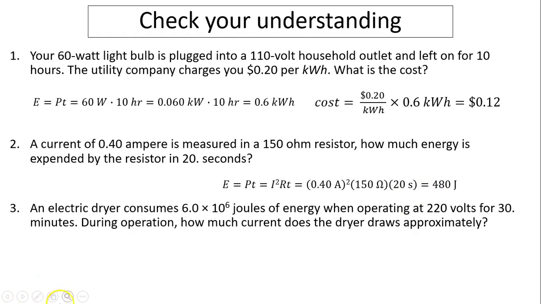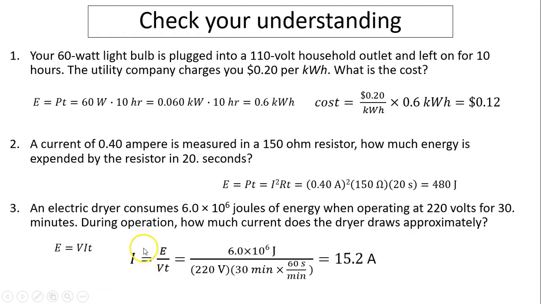Next one: an electric dryer consumes 6 million joules of energy when operating at 220 volts for 30 minutes. In this case, you're given E, V, and T. What is I? Look at your equations to see which one you can use. E equals VIT, so I equals E divided by V times T. The only problem is that in all these equations, T has to be in seconds. So you have to convert 30 minutes into seconds: 30 minutes times 60 seconds per minute. Then you'll have 15.2 amperes.